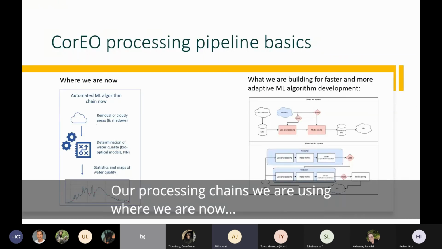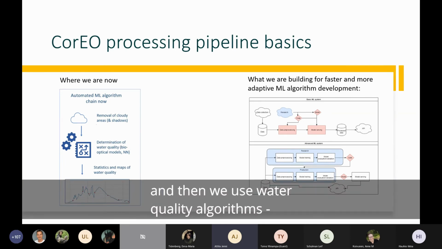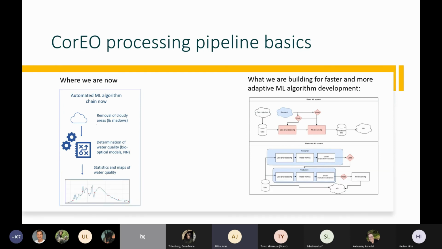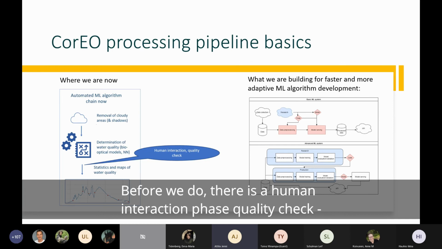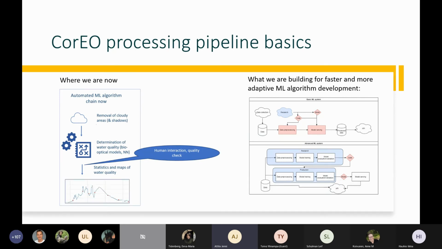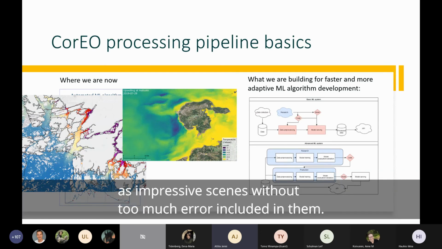Our processing chains that we are using where we are now, I already mentioned that we remove the cloudy areas with machine learning methods, and then we use water quality algorithms that are mainly machine learning methods, mostly neural networks, but others are used also. And then we provide the statistics and maps. And before we do, there is a human interaction phase, a quality check, that we want to reduce in the future to get rid of that part further. But still we do need it before we can provide the satellite images as impressive scenes without too much error included in them.